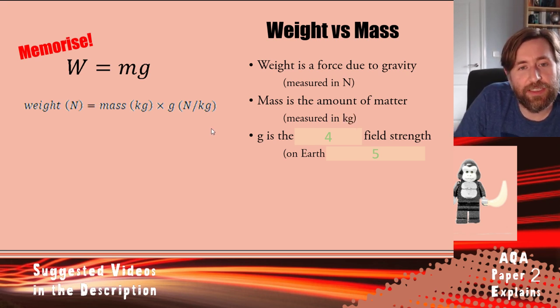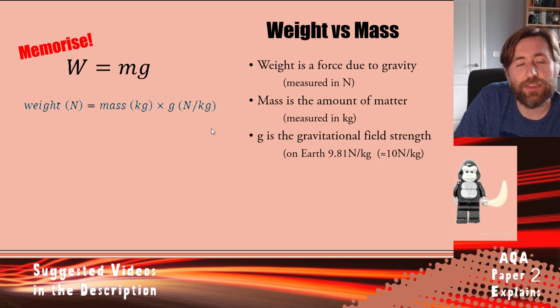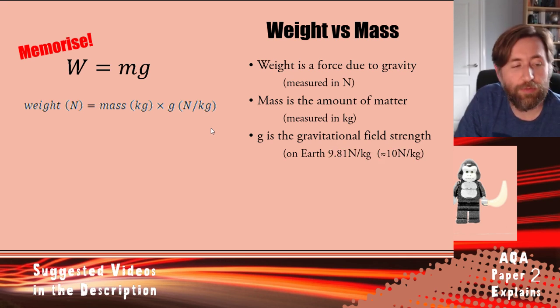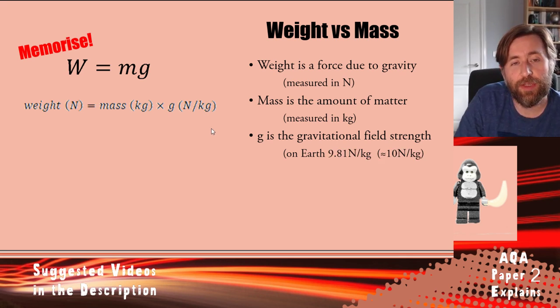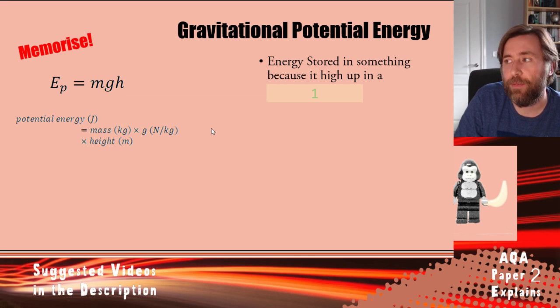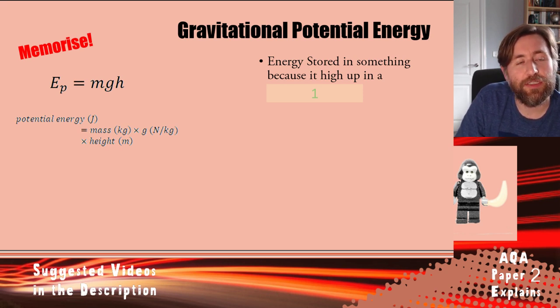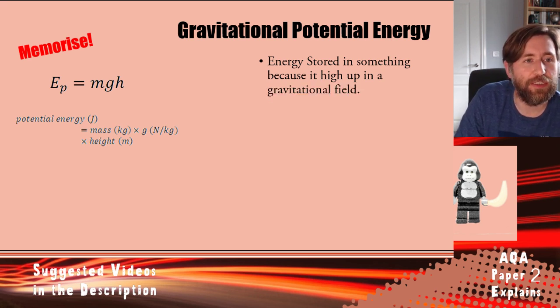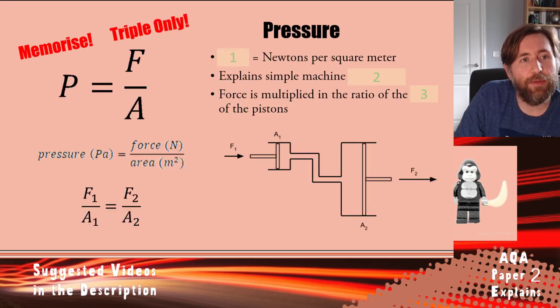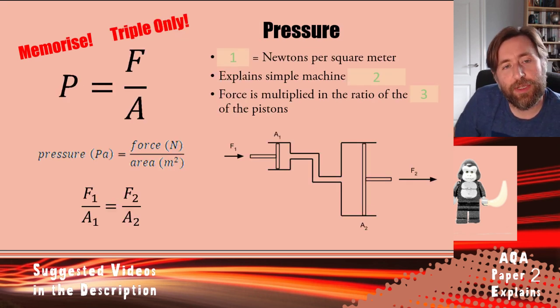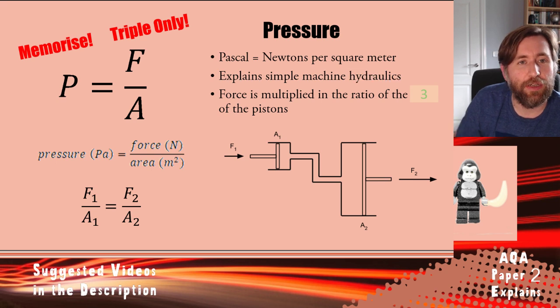G is the gravitational field strength, and on Earth, that's 9.81 newtons per kilogram, or roughly 10. So that's coming back again from that very first bit about the pressure. Gravitational potential energy is energy stored in something because it is high up in a gravitational field, and that's mass times g times height. Pressure is something that is used to explain a simple machine, which is hydraulics.